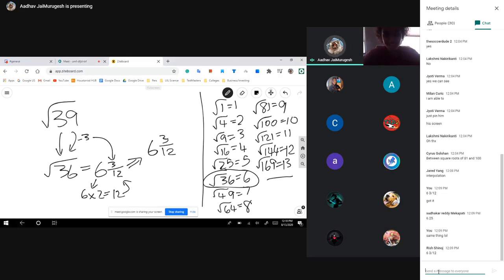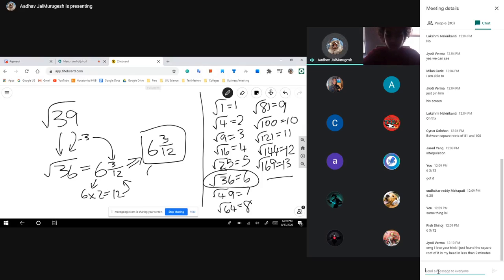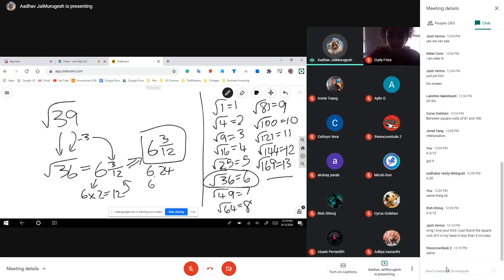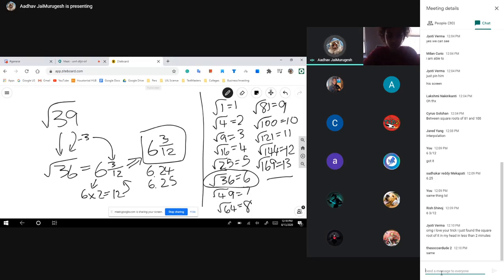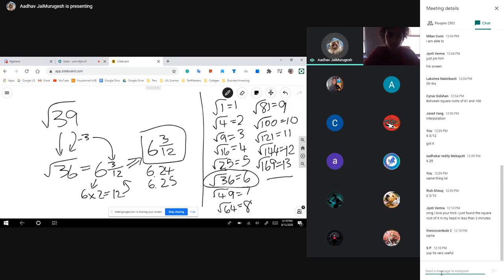It's really important for you guys to know that this trick does work, but there is a margin of error. The actual answer, if you type it into the calculator, to the square root of 39 is 6.24. But this answer that we got, if you simplify it to a decimal, is 6.25. So it's not perfect, but you can get by in a pinch, like for UILs and competitions like that.